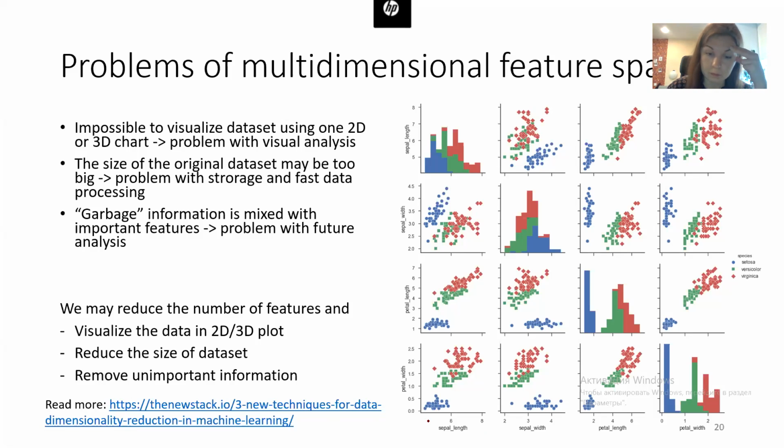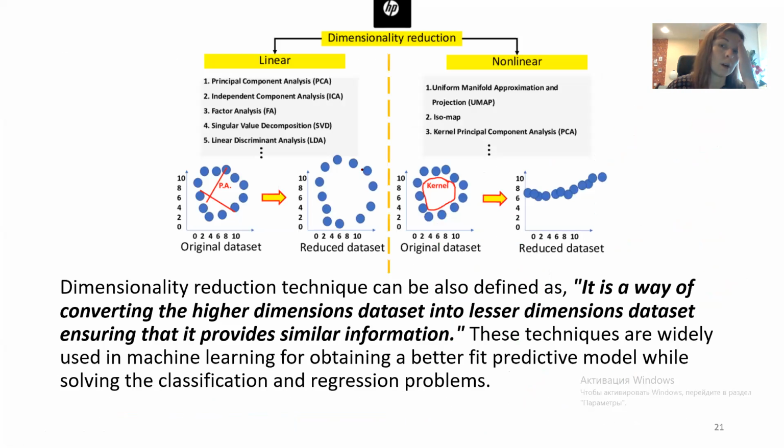You may find more information about techniques to reduce the amount of features at this link on the slide. So dimensional reduction may be divided into several categories. In the simplest way, we divide it into groups using linear and non-linear criteria. In linear methods, we have principal component analysis, independent component analysis, factor analysis, singular value decomposition, linear discriminant analysis, and others.